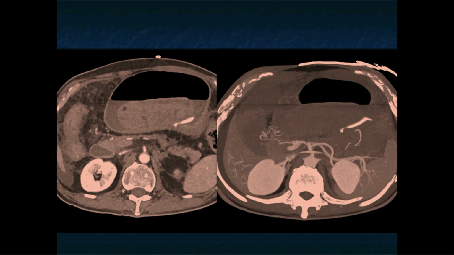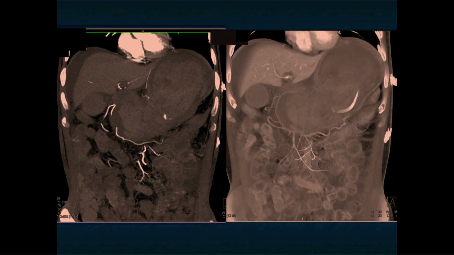From a dual phase perspective, often the venous phase will show the bleed better than the arterial phase. But I will have to admit, there's maybe one case I could think of where I didn't see the bleed on the arterial phase and I only saw it on the venous phase. But I think it's easier to see in this case, the jet of contrast is seen on the venous phase, but wasn't seen on the arterial phase.